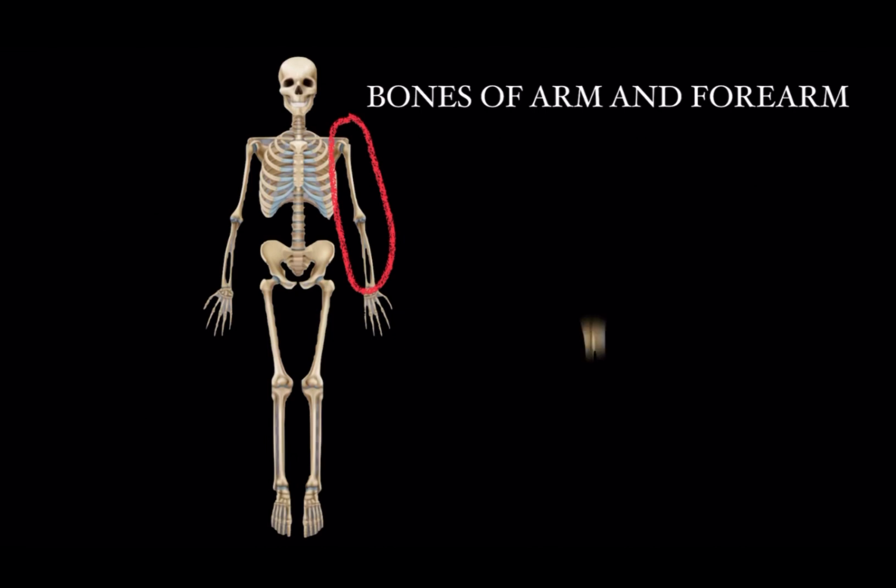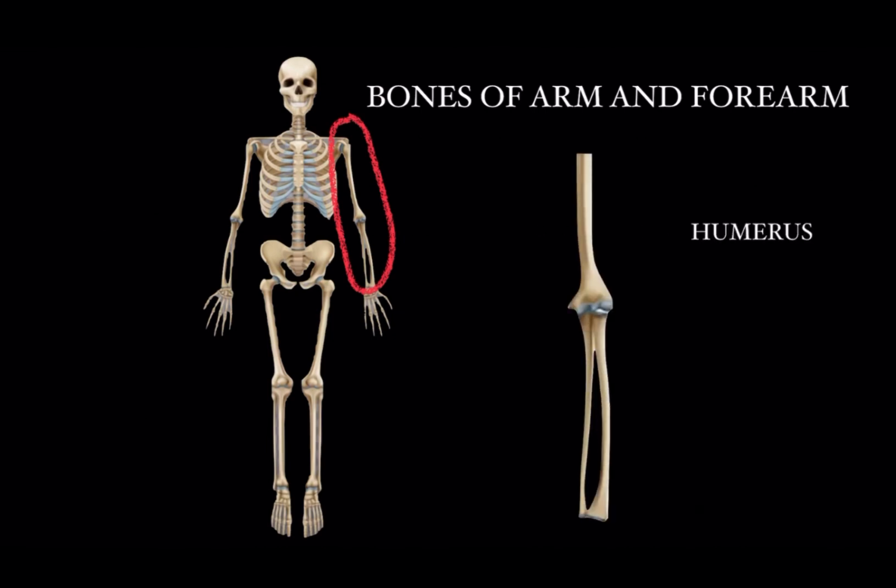The bones of the arm and forearm. It consists of the humerus, ulna, and radius. The humerus is the largest bone in the upper extremities. The forearm consists of two bones, the ulna and the radius. The ulna is the longest and thinnest bone compared to the radius.